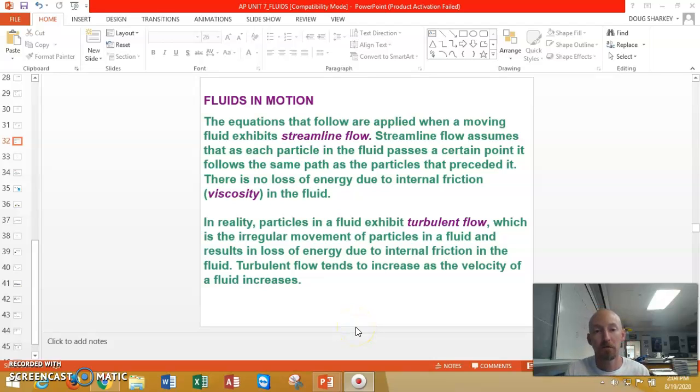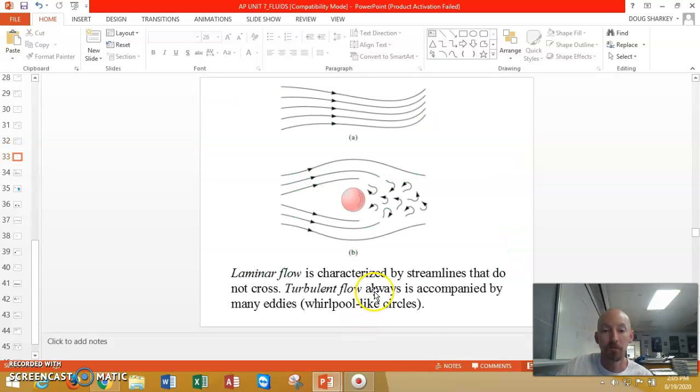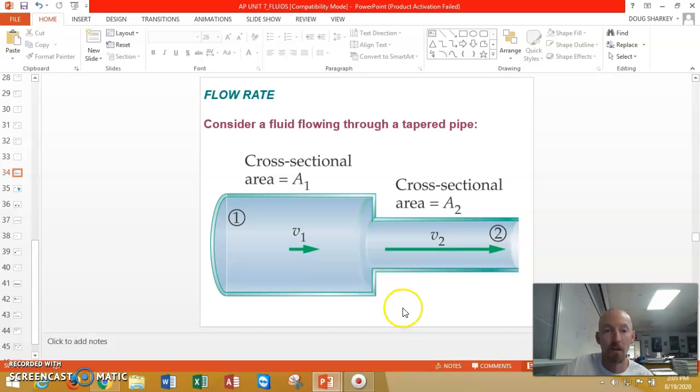So here's some verbiage talking about this. Streamlined flow is kind of this perfect flow where there's no energy losses due to friction. Turbulent flow, you're going to get friction. So most of our problems talk about things in terms of streamlined flow because we don't like friction. We don't want to deal with it. So you have these two pictures, okay? Streamlined, turbulent.